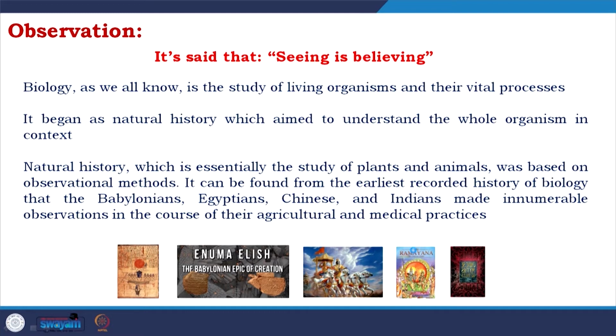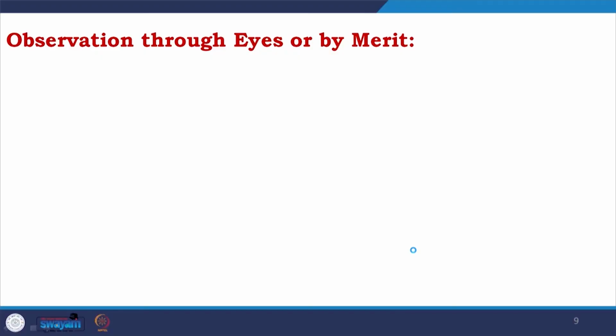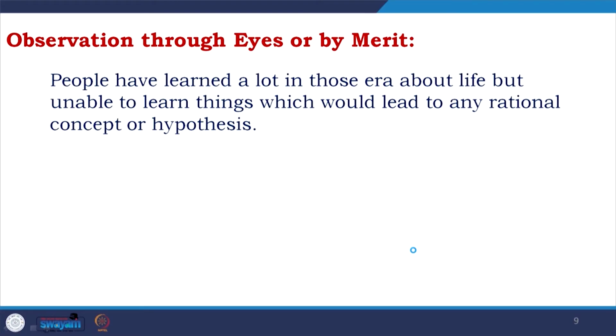And here I have given some of the epics, which would show us how observations and scientific findings were recorded. Observation through eyes or by merit. People learned a lot in this era about life, but they were unable to learn things which would lead to any rational concept or hypothesis. I am talking about Egyptians, Babylonians, Chinese and Indians.